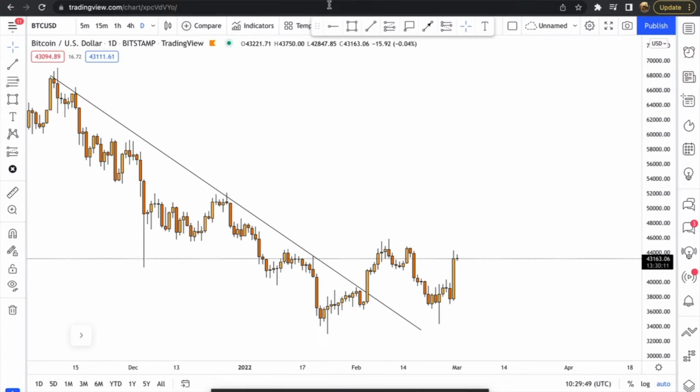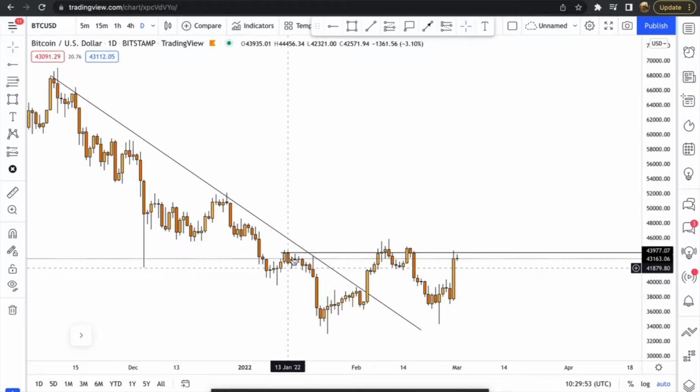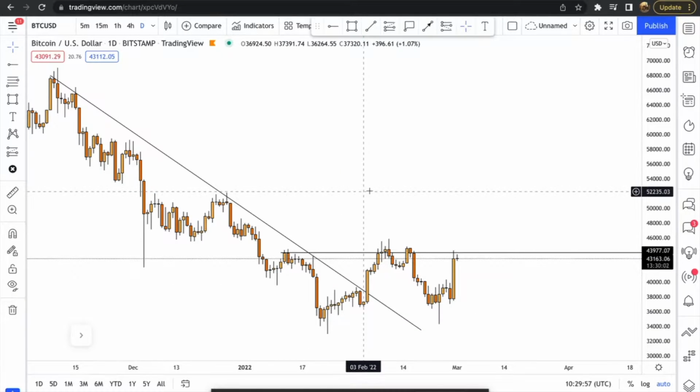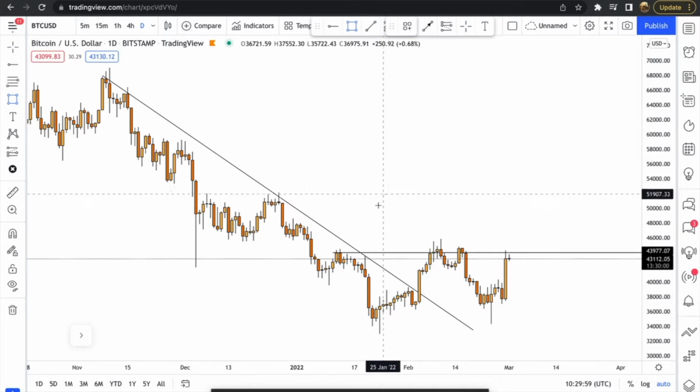So I'm going to start from this part onwards. So this basically was our lower high before we created this lower low. I'm going to mark off this level.